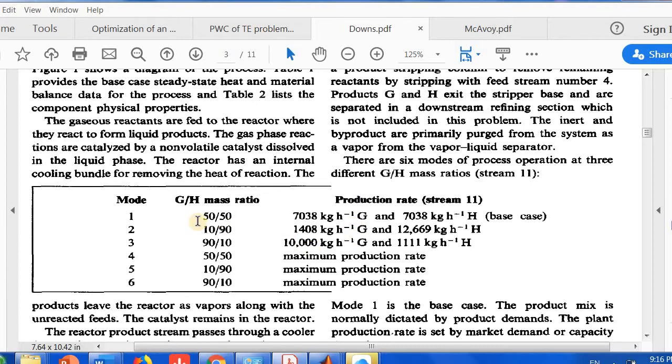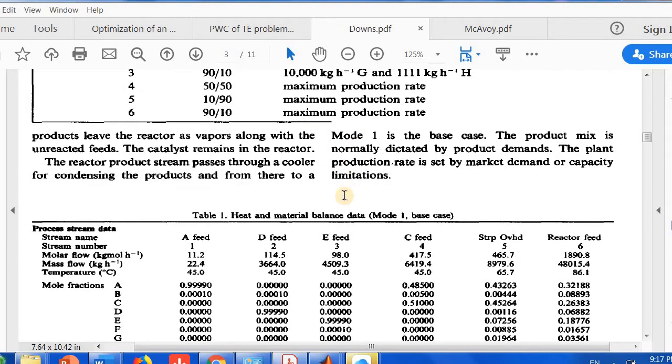So what do we have? These are the 6 modes that we were talking about. The first 3 modes are the most important part that you need to get. We will not do 4, 5, and 6 because they are part of the optimization scheme. If we have time, we will work on it, but we need to concentrate only on 1, 2, and 3, the first three modes.